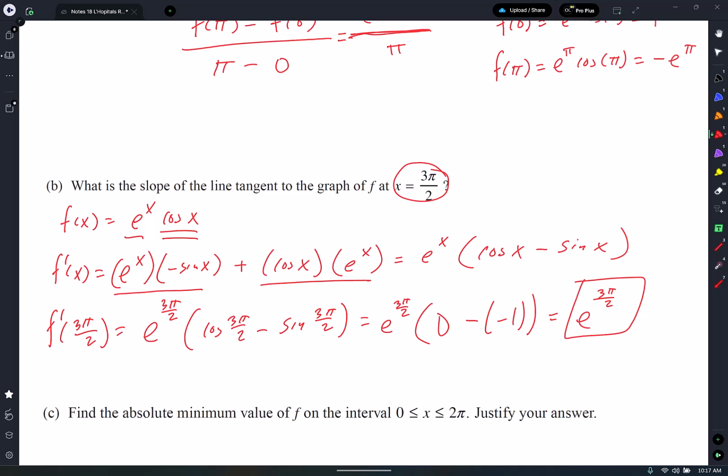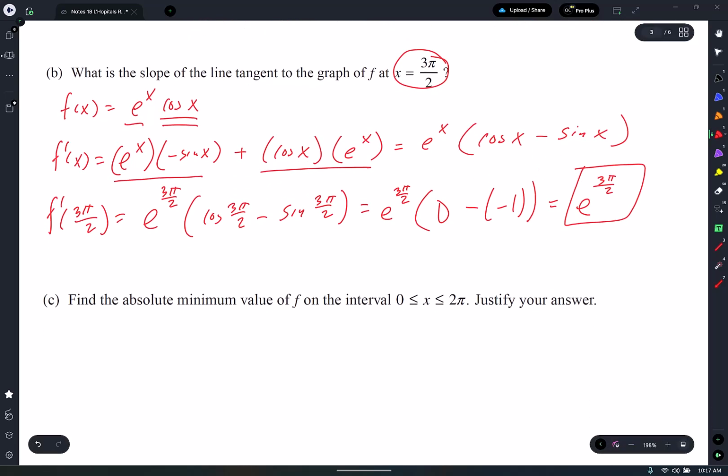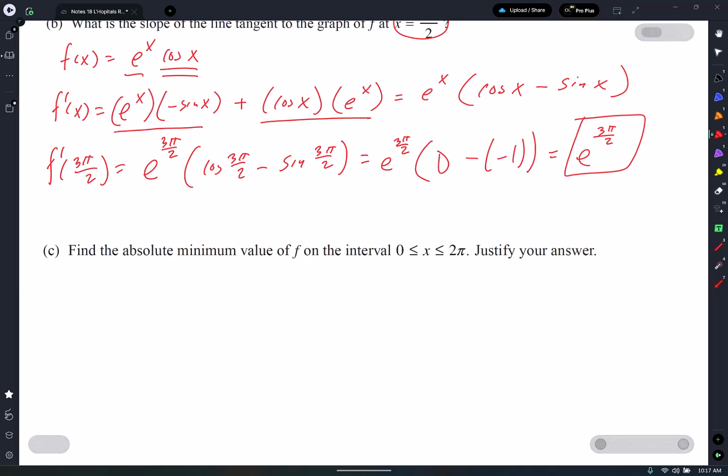Are we okay, guys? All right. Find the absolute minimum value of f on the interval 0 to 2π. We aren't here yet, but we're so close. We'll come back to it when we get the experience.